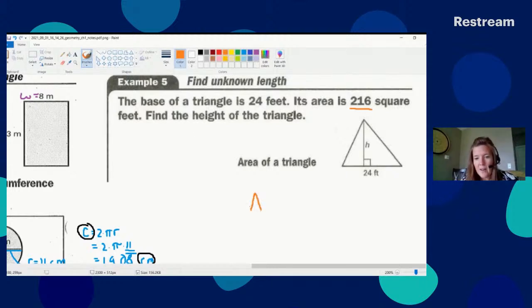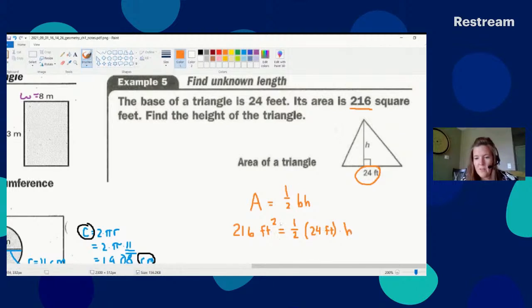Okay, so we know the area formula for the triangle. The area equals 1/2 base times height. They've drawn a nice diagram for us right here, right? And we know the area is 216 square feet. So we can write that like this, right? So the area equals 1/2 the base. Well, we know the base, right? 24 feet times the height. And that's what we're trying to figure out. So we can have a pretty standard algebra problem here.